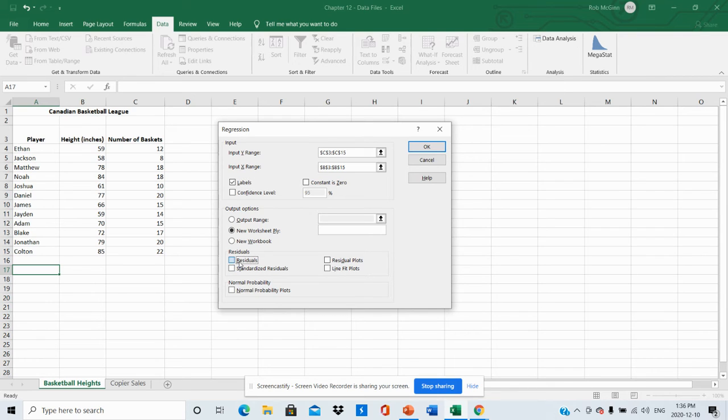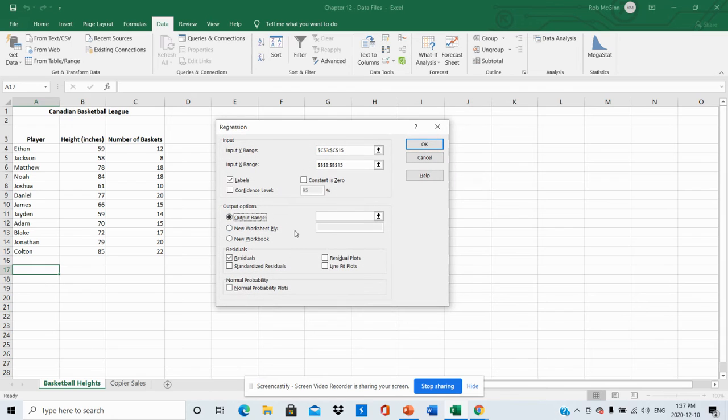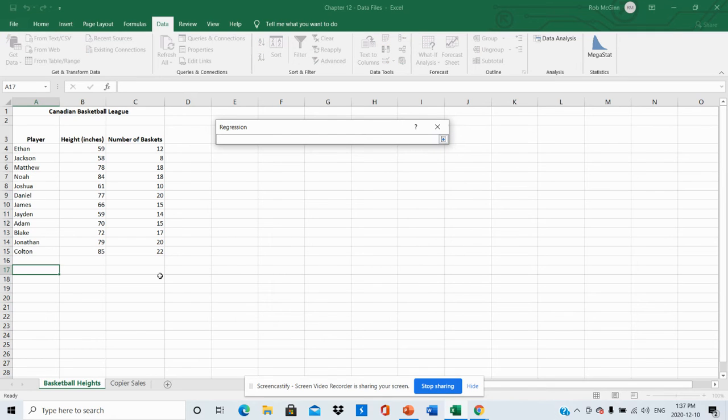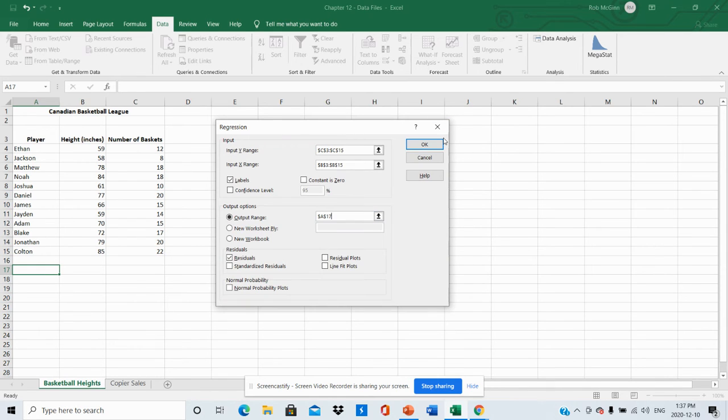Residuals is always a good piece of information to have. We won't be looking at it in this class, but it's always good to put in if you're doing a regression analysis. Output options: we can either output this onto a new worksheet, but in this example, I'm going to put it right on the same worksheet. So I'll hit output range, hit my arrow beside the input box there, and just select where I want my regression analysis to start. So I'm going to say cell A17 here. Click the downward arrow. Perfect. We've got everything in there. Now all we have to do is hit OK.